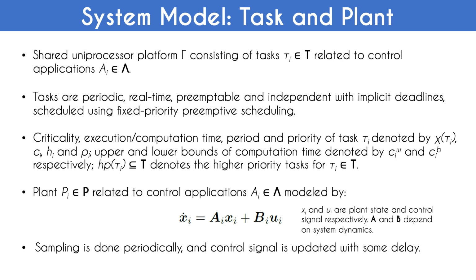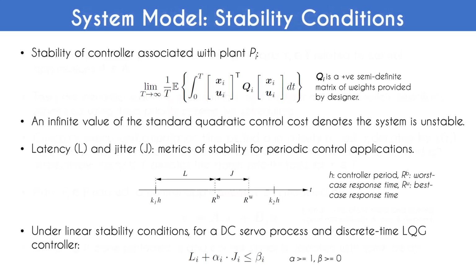For the control systems, they're assuming that the control systems are governed by the differential equation as shown. So x_i and u_i are the plant state and the control signals respectively. For example, in case of a motor, this might be the rotational velocity or the voltage applied to the motor. A and B depend upon the system dynamics and the physics. We also assume that if there are sensors, then the sampling is done periodically and the control signal is updated with some delay.